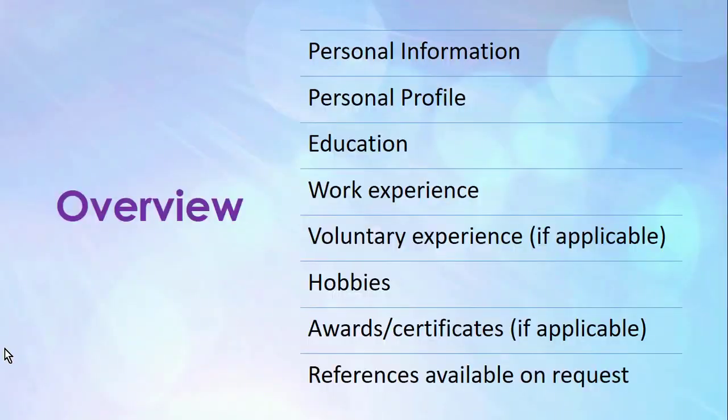So firstly, an overview. So these are the different sections that you'll need to include in your CV. So start off with a personal information, then include a personal profile, education, work experience, voluntary experience if this is applicable, then on to hobbies, awards or certificates if these are applicable, and finally references available upon request. And I'm going to go through each of these sections in turn.